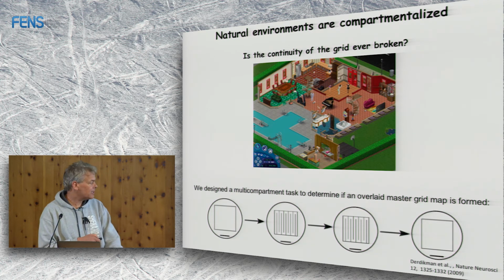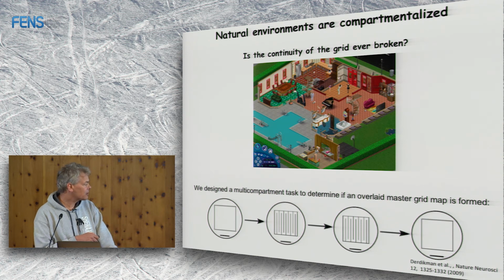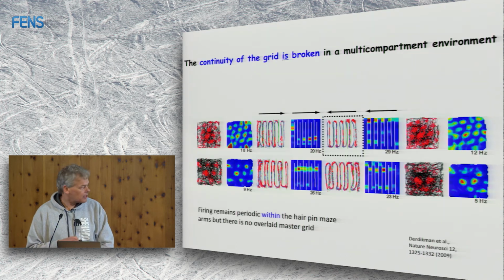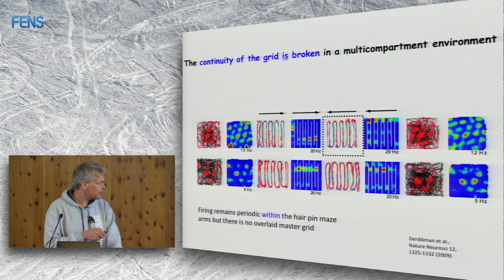So one way we did address that many years ago, together with Dori Derdikman, was that he trained rats first in an open field, just like you have seen, but then put them into a maze, which we call the Hairpin Maze. They go in a zigzag pattern from one end to the other, and then they went back. And the basic result is the following.